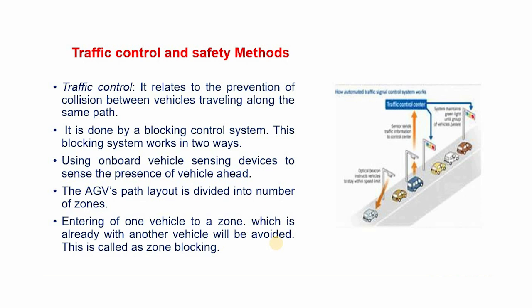This blocking system works in two ways. One is using onboard vehicle sensing devices to sense the presence of a vehicle ahead. Here a sensor is placed to sense another vehicle ahead in the same path. The other is that the automated guided vehicle's path layout is divided into a number of zones. Entering a zone which already has another vehicle in it will be avoided. This is called zone blocking. If one vehicle is already moving in the particular path, another vehicle should be automatically avoided. This is called the zone blocking method.